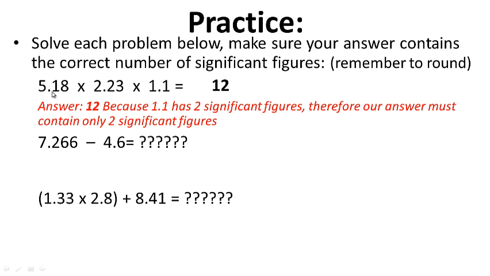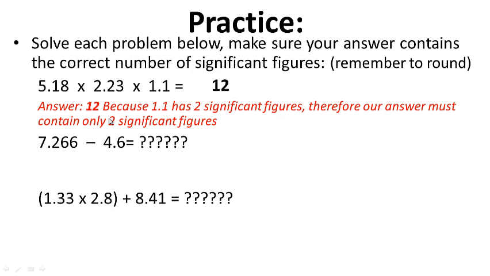Okay, so 5.8, you type that in your calculator, times 2.23 times 1.1. Well, the answer is 12 because 1.1 has 2 significant figures. These other two have 3 significant figures. So our answer must have only 2 significant figures, 12 in this case.